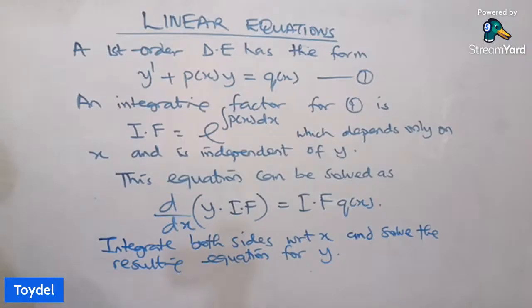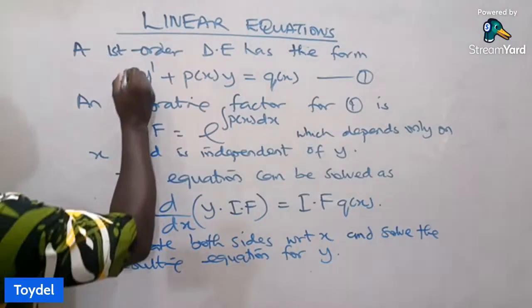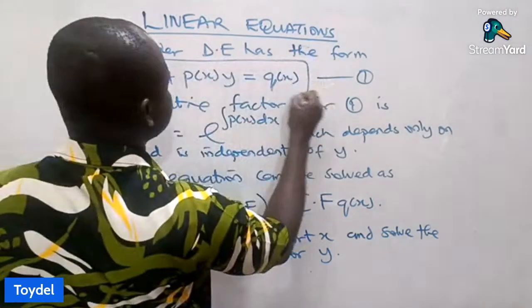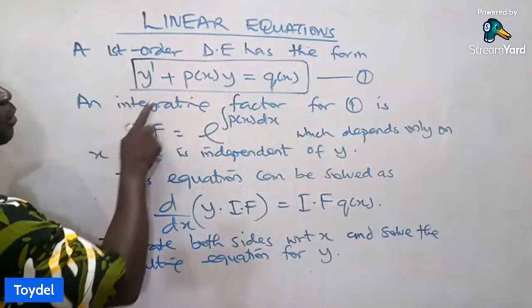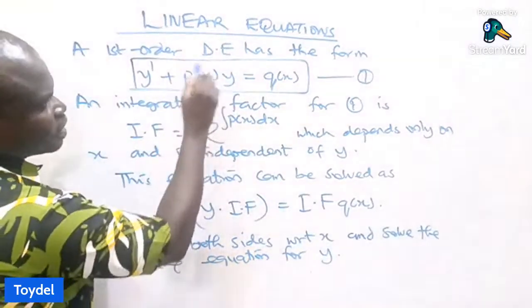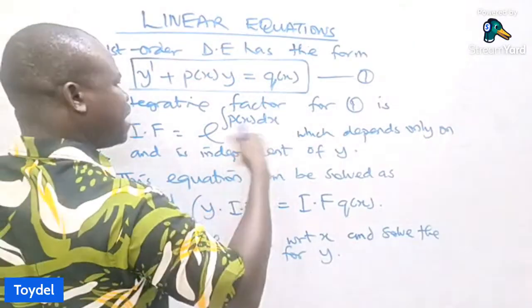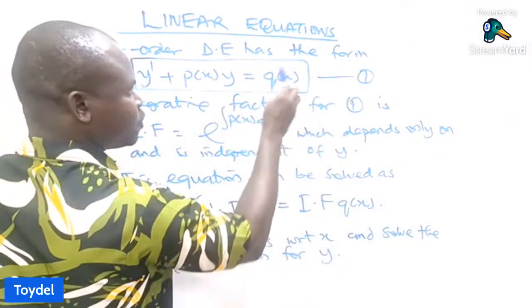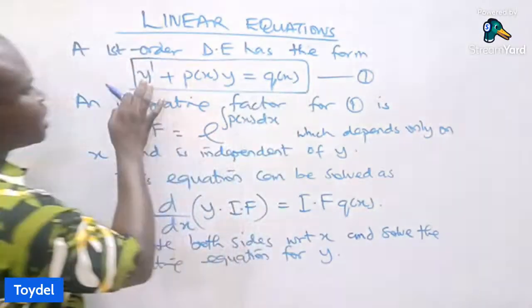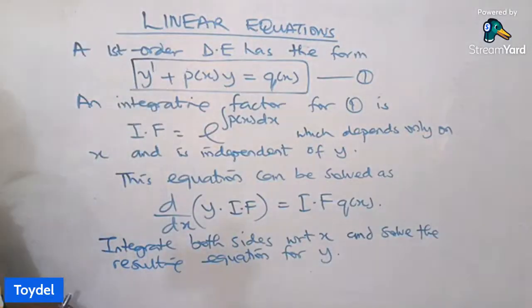Our first order differential equation has this form. That is when we have dy dx plus a function of x, P of x, beside y, will be equal to everything that you are going to have at the right hand side, which must be a function of x. So this is the general form of a first order differential equation.